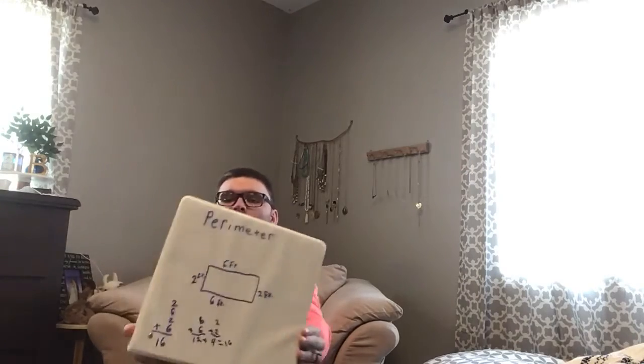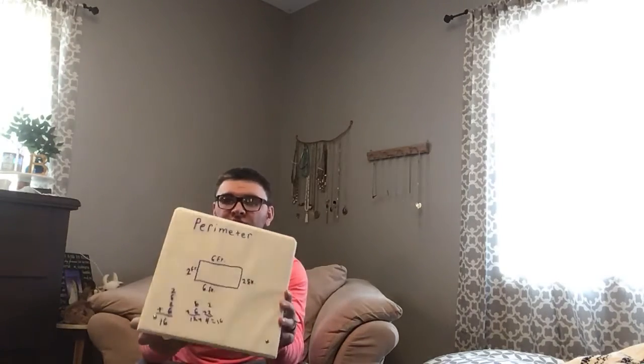12 plus 4 equals 16. No matter how I do it, I get to 16 and I get my answer right. So the perimeter of this rectangle is 16 feet.